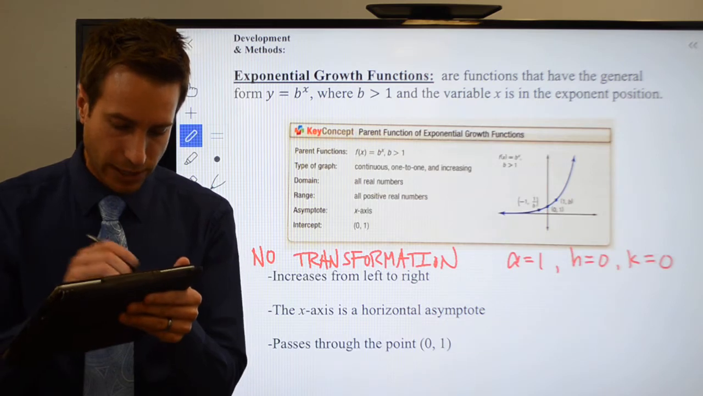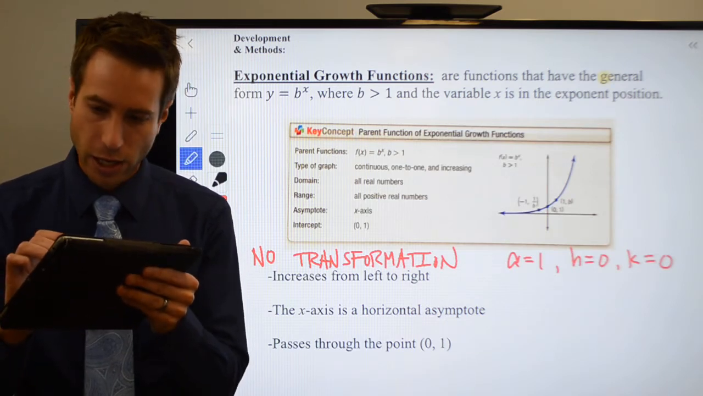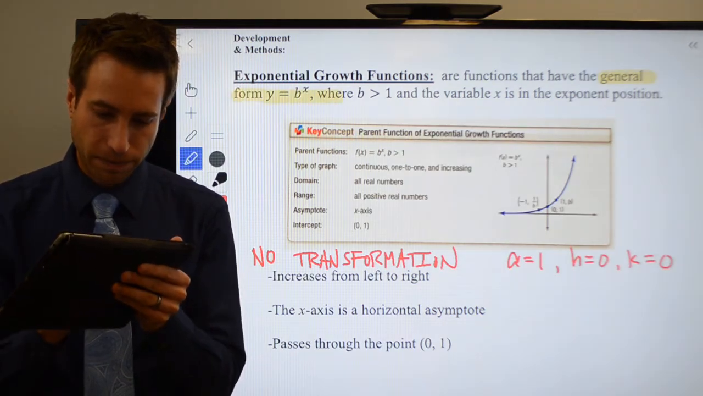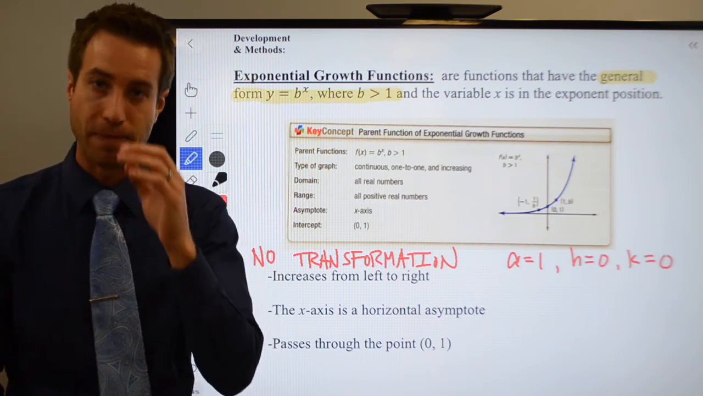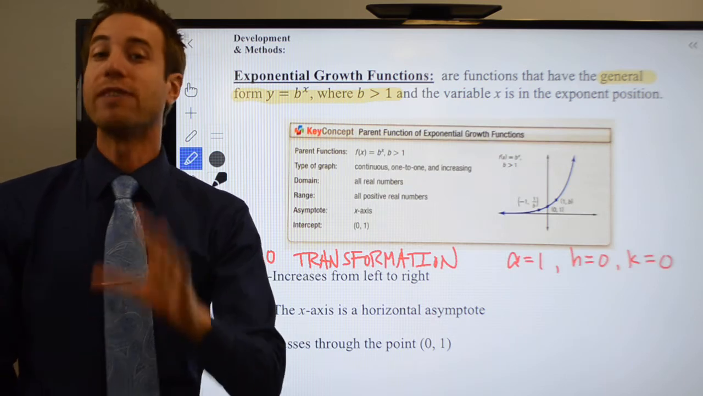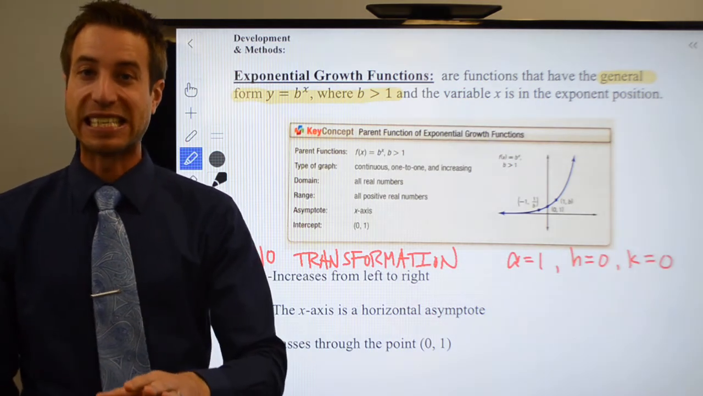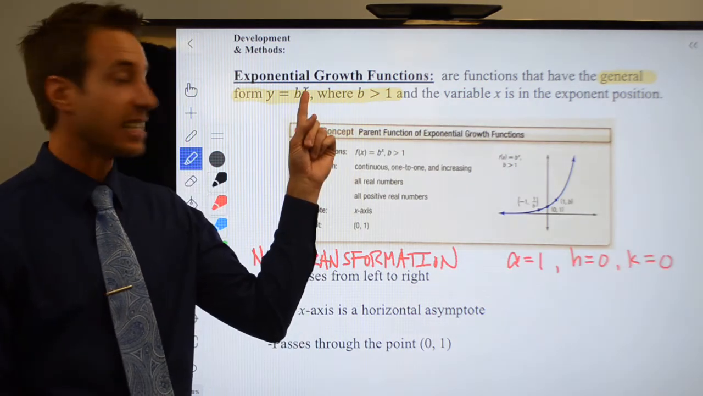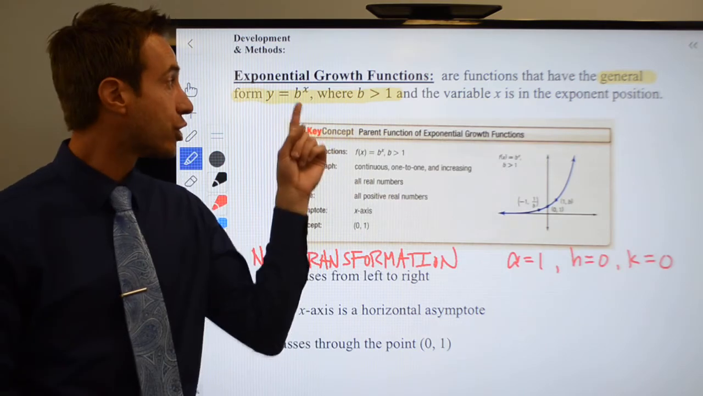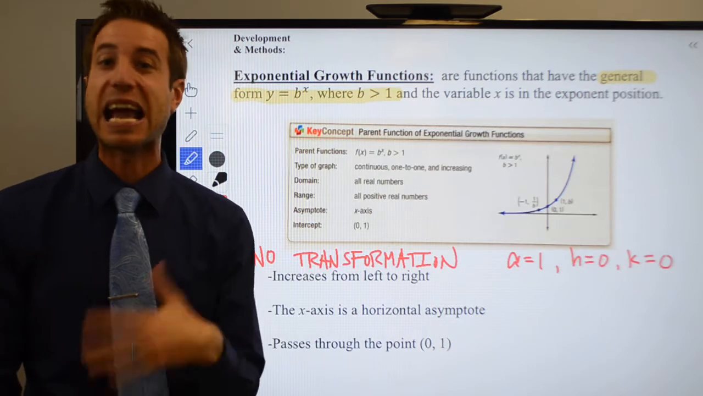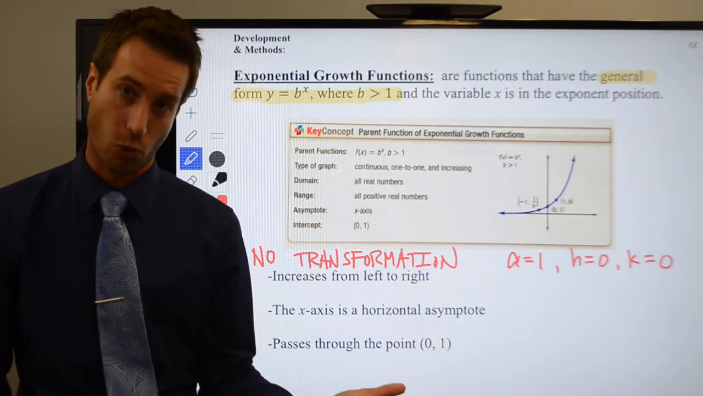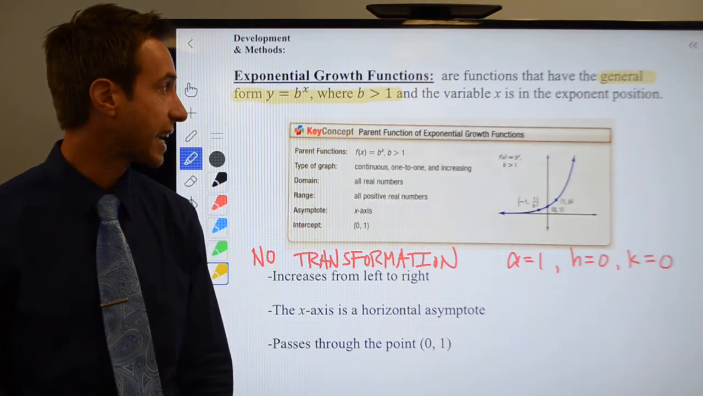Here we go, general trends. Highlight real quick for you. It has the general form y equals b to the x power. So here's what's going to happen. What we've got here in this chapter is now the exponent is the variable. b just represents some constant, and I tell you right here that b has to be a constant greater than 1. We'll talk about why in just a second.